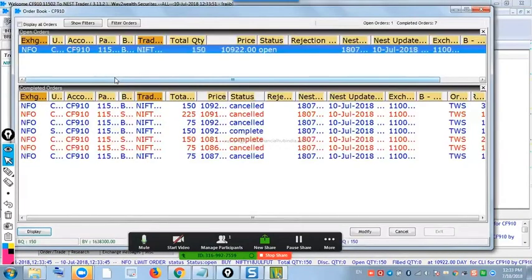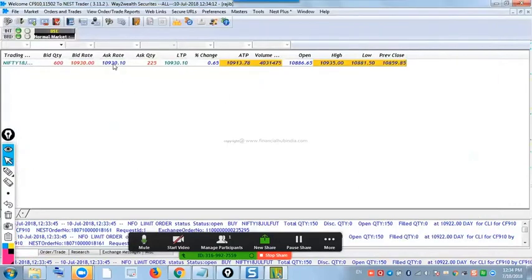Order book. If you go to order book, you see these are the completed orders. So many. Since morning I'm placing orders and canceling orders. It's not getting triggered. Now this is open orders, I mean, a pending order which is not executed yet. All right, so if it comes down to 10,922, it will be executed. Now I'll have to place the stop loss order beforehand.